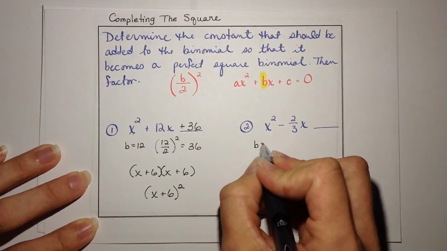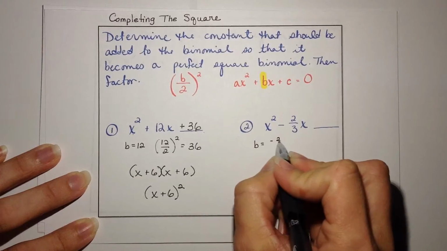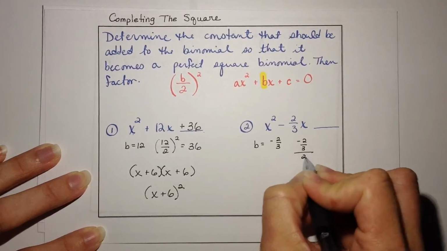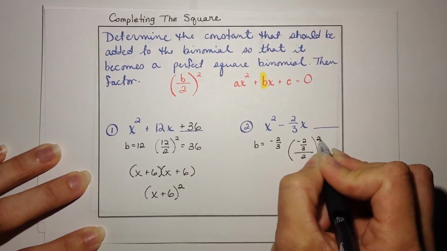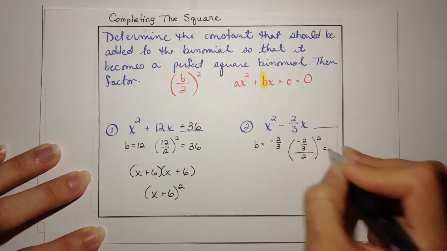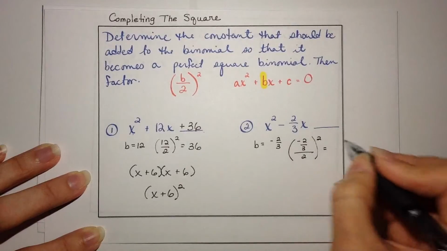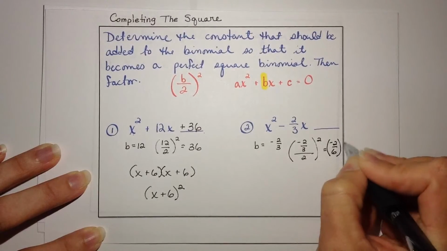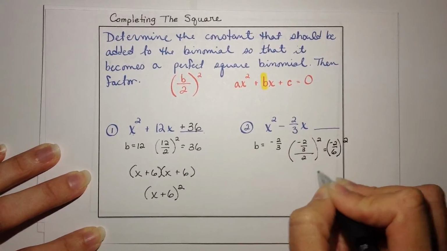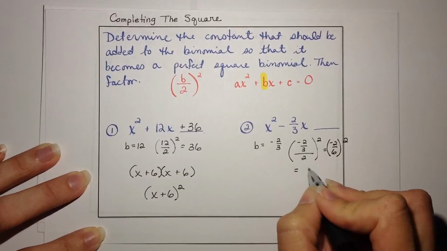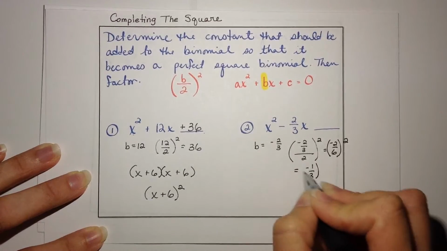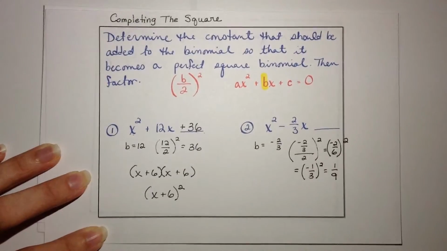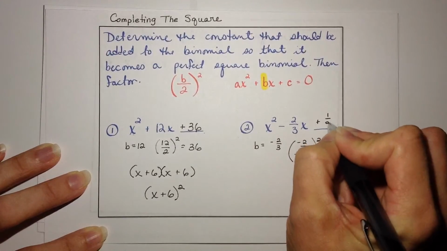Alright, going to go through the second example. Here, your b value is negative 2/3. So we'll have negative 2/3 divided by 2, squared. So again, just go through the arithmetic there. That's going to give us negative 2 over 6, squared. Of course, that will simplify. You can take different steps here, but that would be negative 1/3 squared, which will now give us 1/9. So this will be the value that needs to be added.